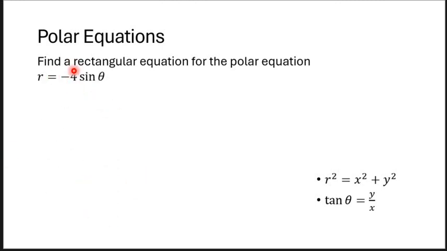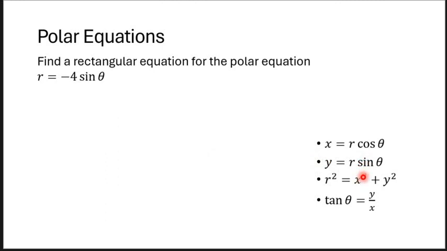So we have here, find a rectangular equation for the polar equation r equals -4 times the sine of theta. So once again, we need the r squared and we only have r. So to get the r squared here, I could square both sides like I did before, but I don't know what I would do with the -4 times the sine of theta squared. I'm not sure what I would do with that.